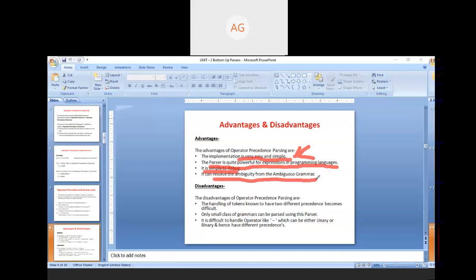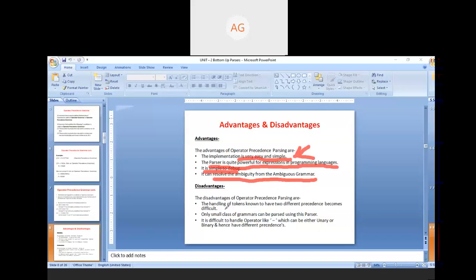They sometimes ask in the objective examination which type of parser is better in order to resolve the ambiguity from an ambiguous grammar. The operator precedence parser is the parser which resolves the ambiguity from the ambiguous grammar. So these are the advantages of operator precedence grammar. There also exist some disadvantages of operator precedence grammar.